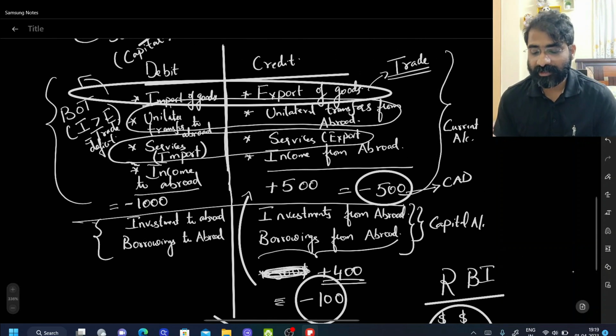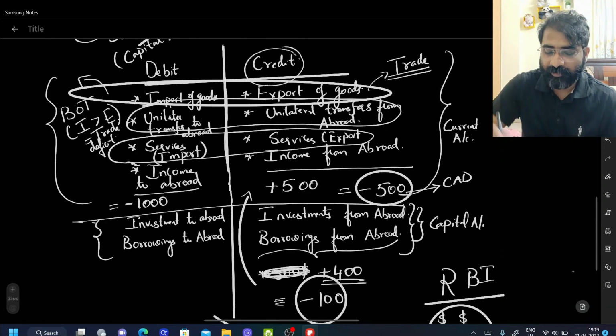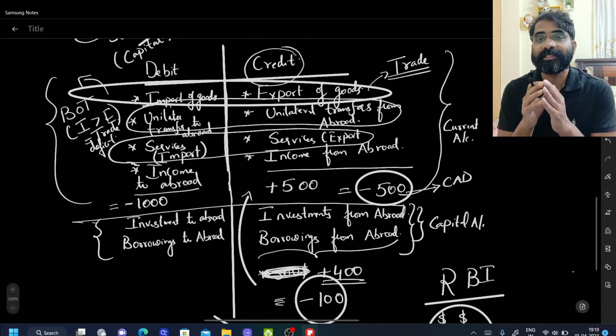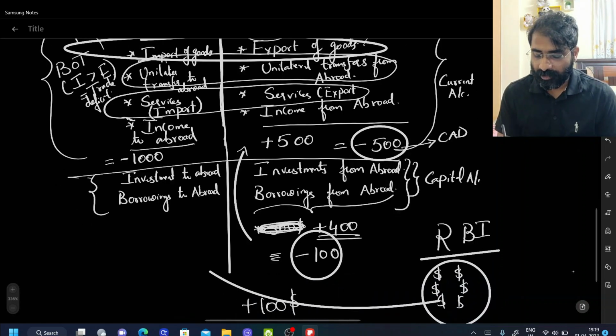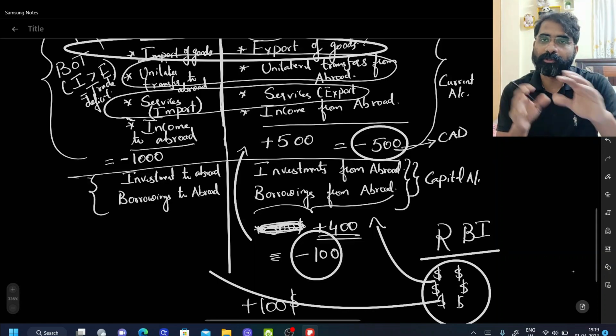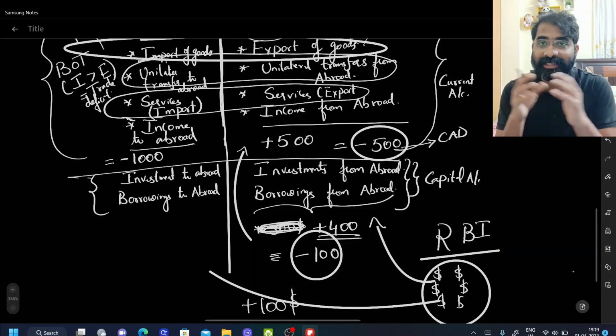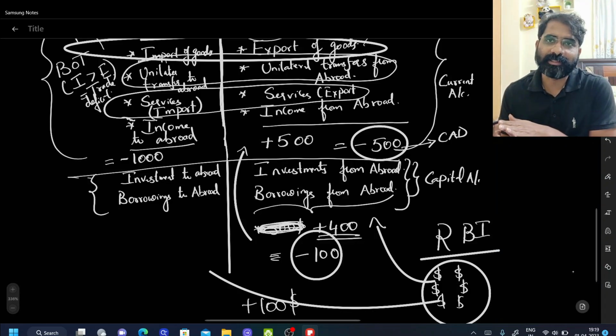Now this should come under the credit. Why should it come under the credit? When we are depleting the foreign currency assets, I'm taking $100 and pushing it into the account. That is, it is moving into the BOP account, so it will be part of the credit. But at the same time, it is leading to depletion of foreign currency assets.